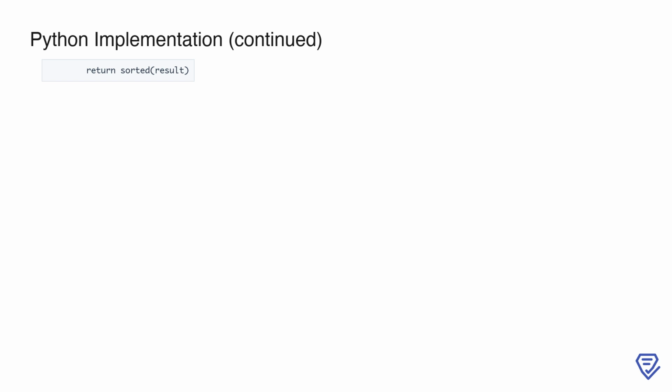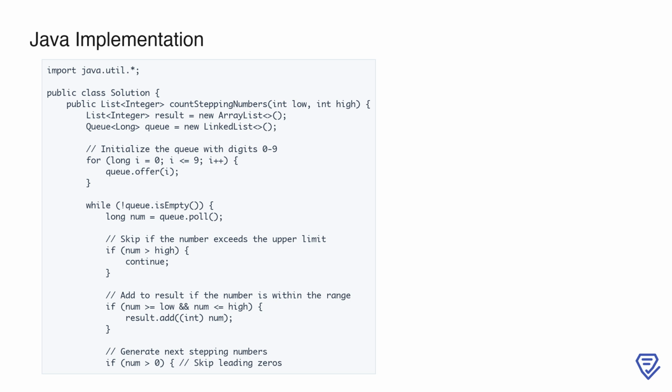But before returning, we ensure the numbers are sorted, as stepping numbers may be added to the result list in an unordered manner during the BFS process. By calling Python's built-in sorted function on the result list, we guarantee that the output is in ascending order. This completes our implementation of the count stepping numbers method, which efficiently generates all stepping numbers within the specified range using a BFS approach. Here, we start with a Java implementation of the problem.